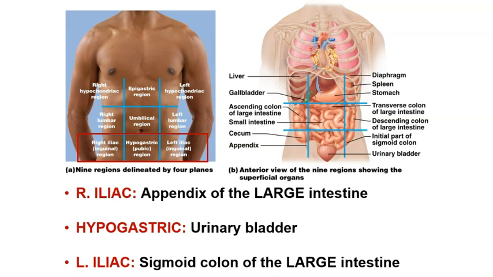The final three regions are located along the inferior aspect of the abdominal pelvic cavity. The right iliac, which is also called the right inguinal region, contains the appendix, which is a small pocket-like region of the large intestine. The hypogastric region contains the urinary bladder, and the left iliac region, also called the left inguinal region, contains the sigmoid colon segment, which is one of the last regions of the large intestine.